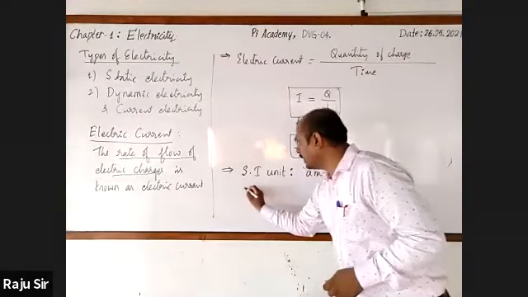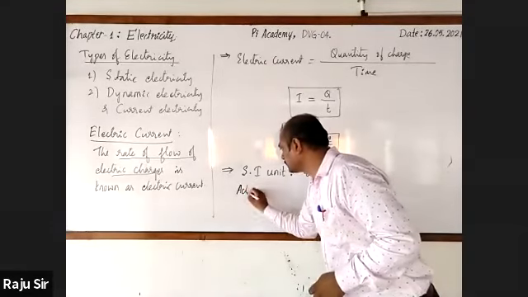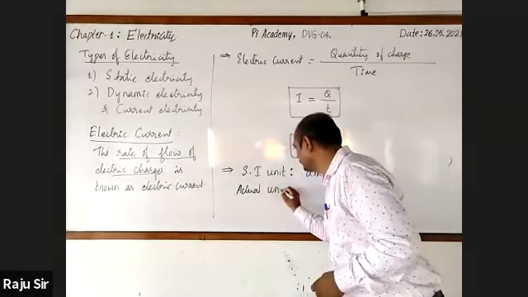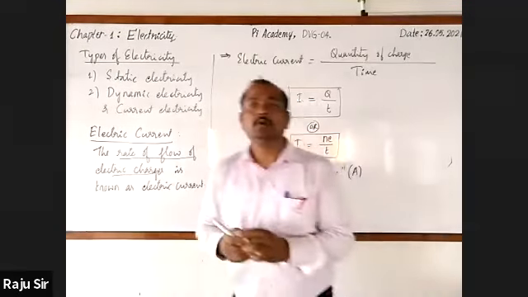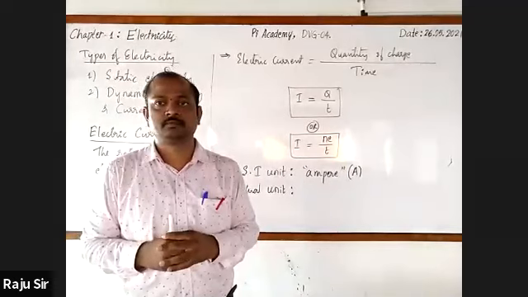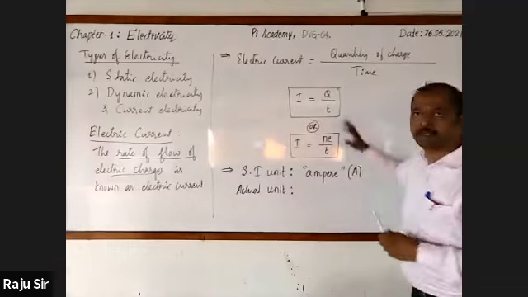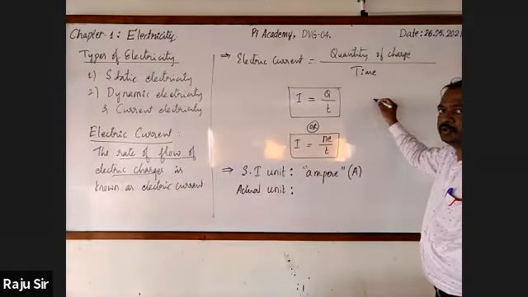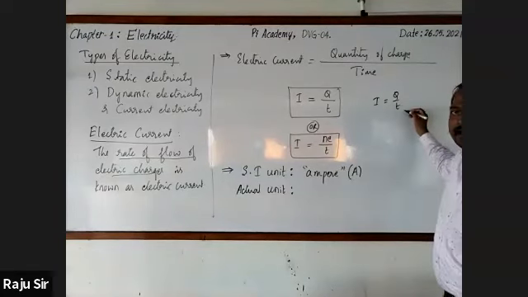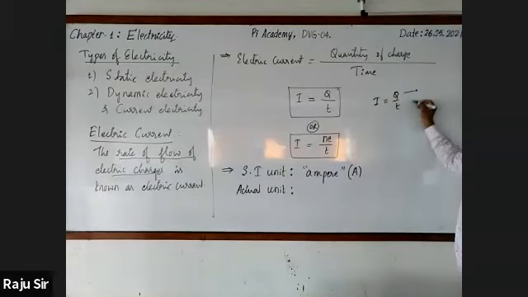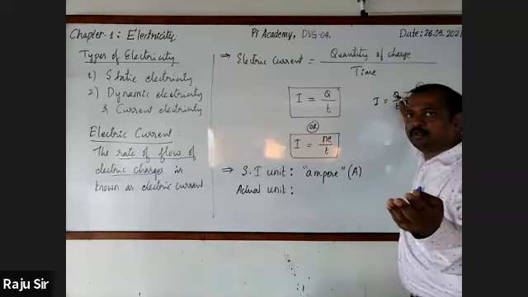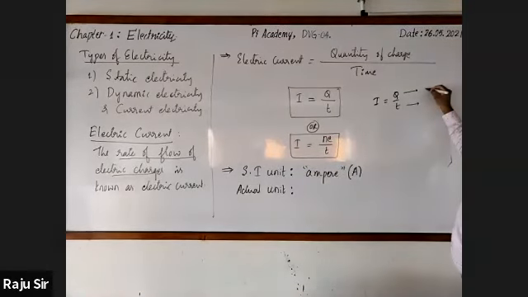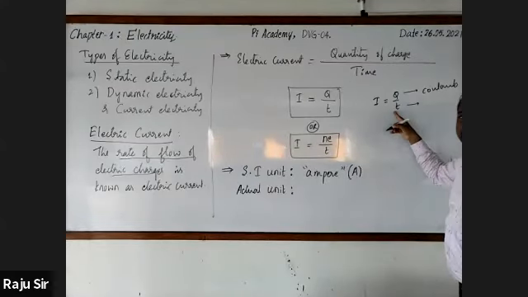But actually, there is another unit, the actual unit. Do you know how to find out the actual unit? It is to be found out by using the formula. Observe. Here, I equals Q by T. I is the current, Q is the quantity of charge, T is time. And what is the unit of quantity of charge? Coulomb. Just observe. Unit of time?